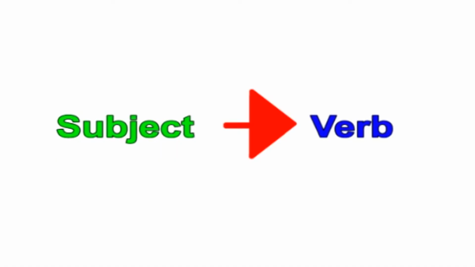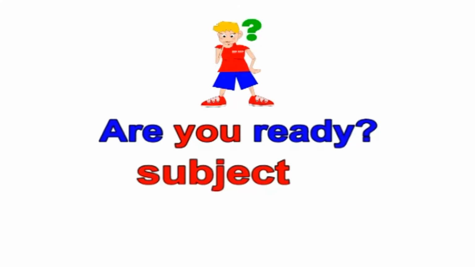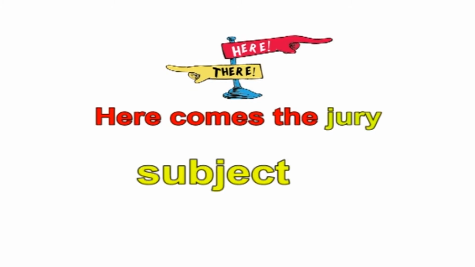There are three cases in which the subject appears after the verb instead of before it. The first case is when the sentence is in the form of a question. For example, let us consider the question, are you ready? Here the subject you appears after the verb are. The second case is when the sentence begins with the words here or there. For example, here comes the jury. Here the subject jury appears after the verb comes.